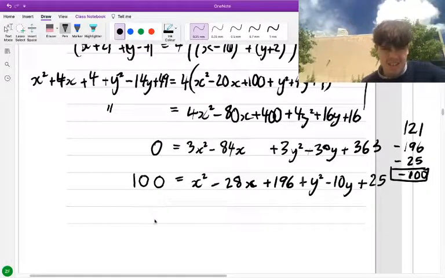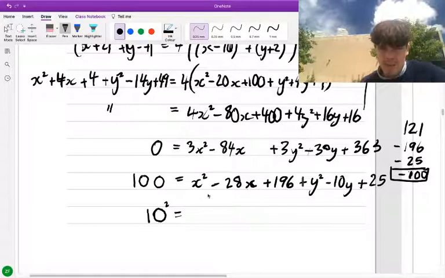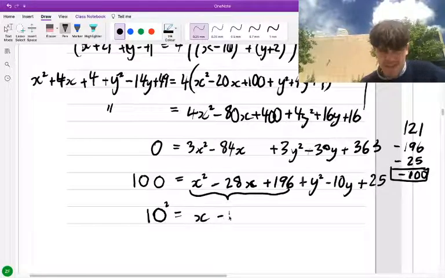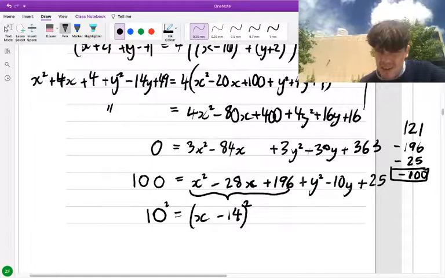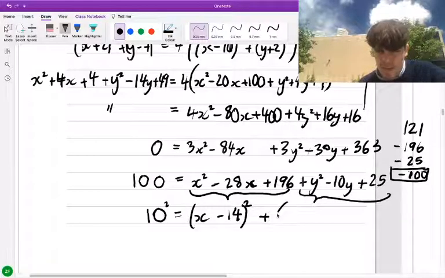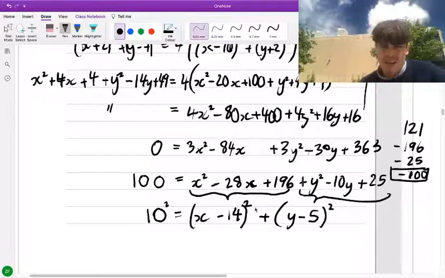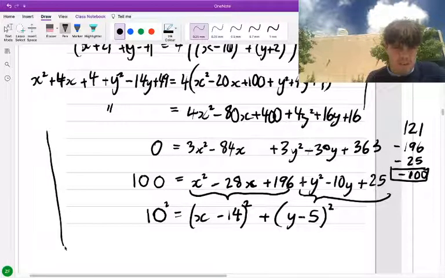So now I actually didn't like their form at all, so I'm going to make it in my own form. It's going to be 10 squared, so we've got a radius of 10, equals, and these are completed squares that I'm dealing with now. I intentionally completed those. X minus 14 squared, and then this one is a completed square as well, and that's going to be y minus 5 squared. So that's now in the form of a circle. So we can actually draw that circle. So our center is going to be 14 to the right and 5 up.